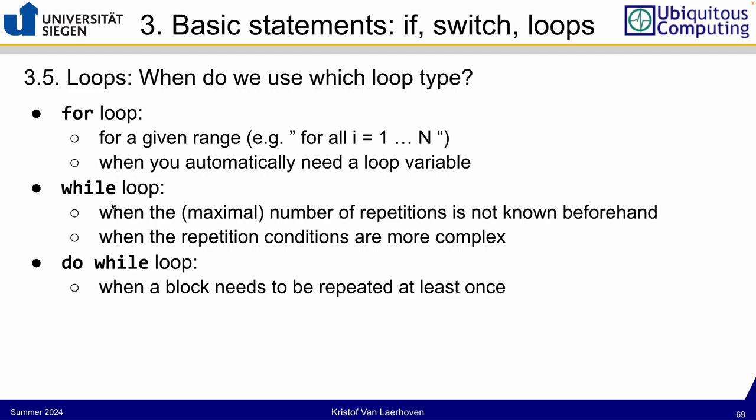All right. So just to keep this very short, there are three types of loops: a for loop, a while loop, and a do while loop. And they each have their own typical usage patterns.